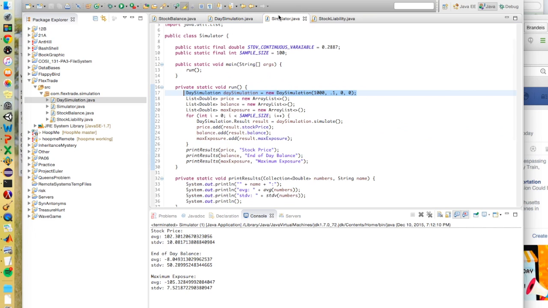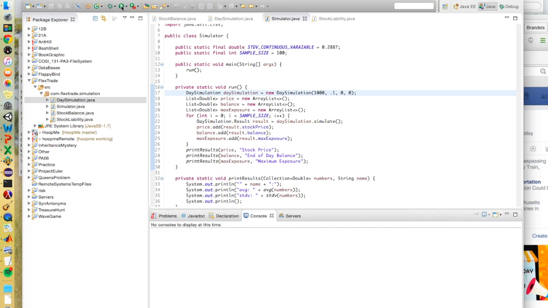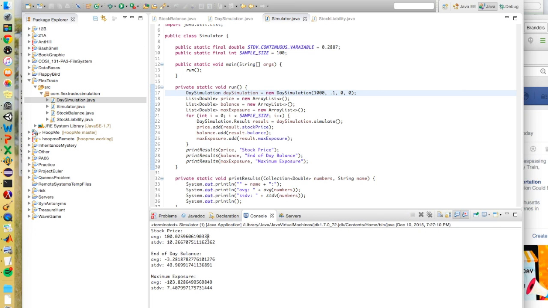Anyway, let's take a quick look at the simulator. So first, let's just prove that it's functioning properly. So here, this is the number of transactions in the day, and this is the volatility. So a volatility of 0.1 means that we expect that the standard deviation of all of the different stock prices at the end of the day is going to be 10%. So let's just run that. And as we see, the average stock price is 100 and the standard deviation is 1.